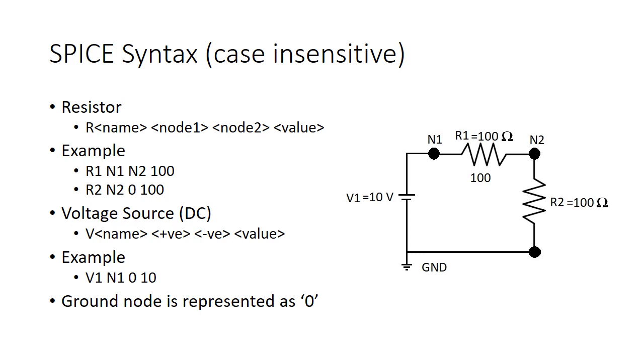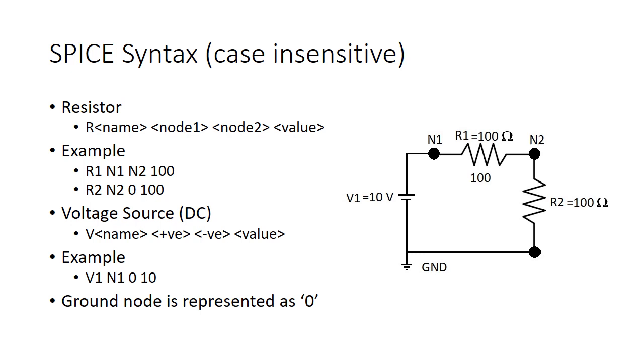Now to start with, let's consider one simple example with just two resistors and one voltage source. First of all, in the circuit you have to give the node names. Here in this case we have given the node names N1, N2 and the third node as the ground. Now there are three elements here. Resistor R1 connected between node N1 and N2. Resistor R2 connected between node N2 and ground, and voltage source V1 connected between N1 and ground.